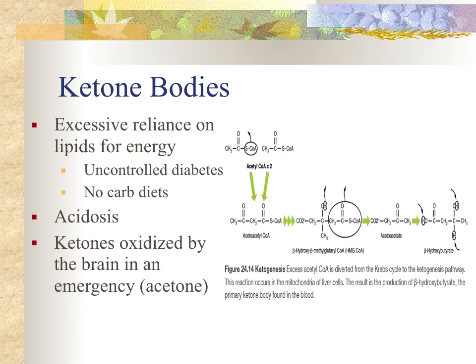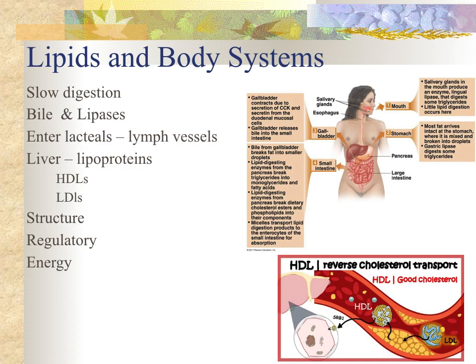And so you only see this in uncontrolled diabetes or in no carb diets. I should also mention lipids are difficult to digest, and the digestion of lipids is slower than any other nutrients. It requires both bile from the liver and lipases. There's a little bit of lipase in the saliva, and a little bit of lipase in the stomach, but not really a lot. Most lipase comes from the pancreas, and that's where we do most digestion of lipids.